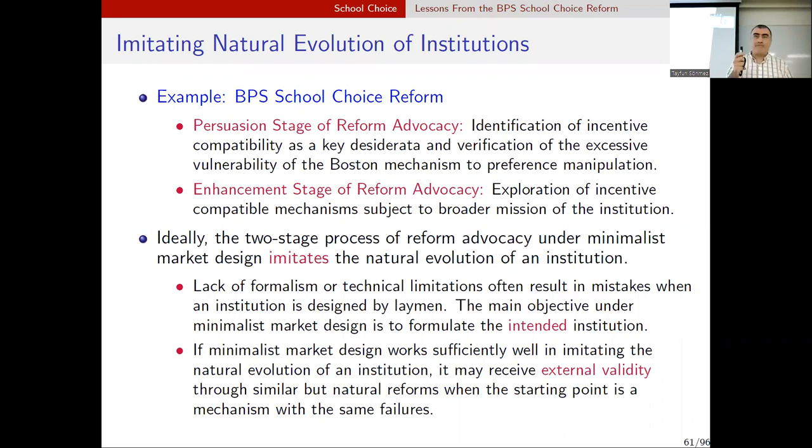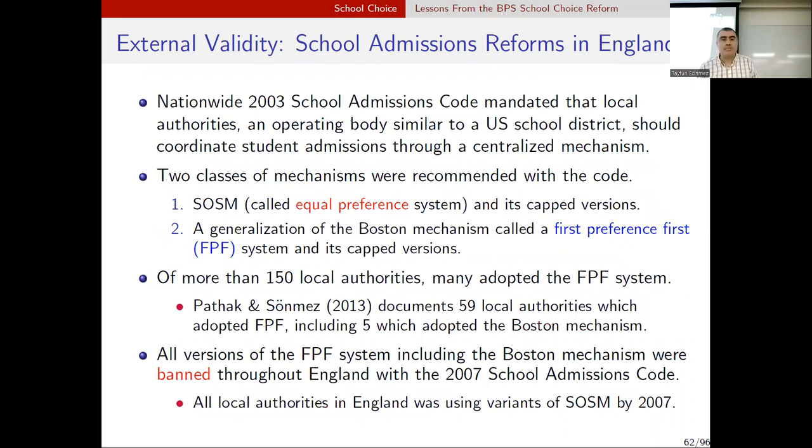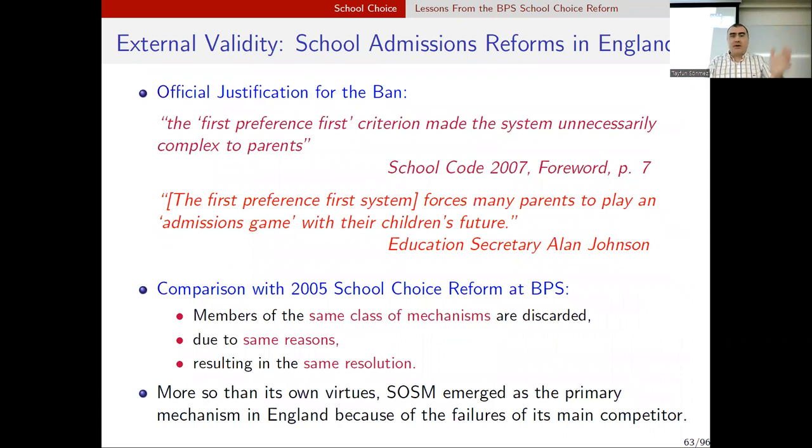So basically, external validity is very important in many sciences, right? We don't have it in theory, but here I have external validity. And show me external validity for other designs which don't follow this paradigm. So I will show you the external validity in the following sense. I will give you two reforms without getting into details. In England, the Boston mechanism became illegal in the entire country because of incentive considerations.